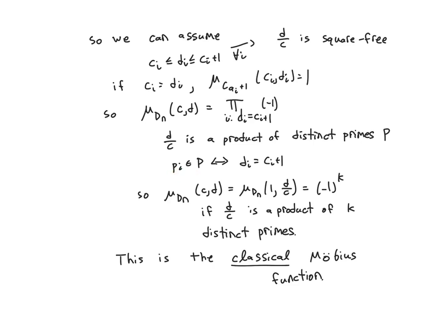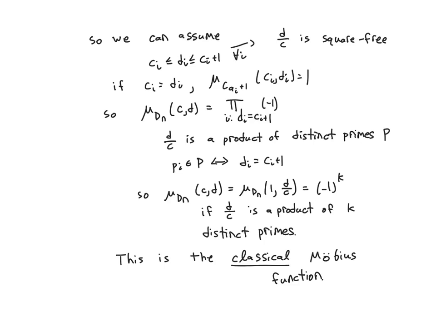Let Pi be the set of primes where Di is equal to Ci plus 1. Then what we're getting is -1 to the k, where k is the number of distinct primes, in other words, the number of terms in this factor, because that's what these factors correspond to. They're distinct primes dividing D that divide D over C. And that's what we're trying to get at. D over C is a product of distinct primes. And so we have -1 to the k. So there is our Möbius function for a divisor's poset.